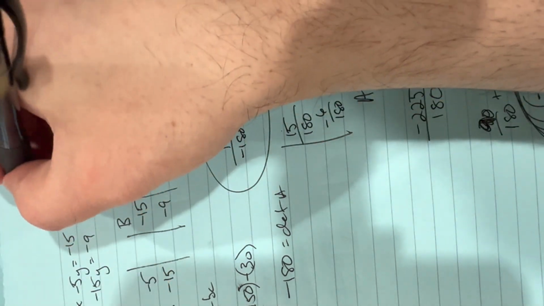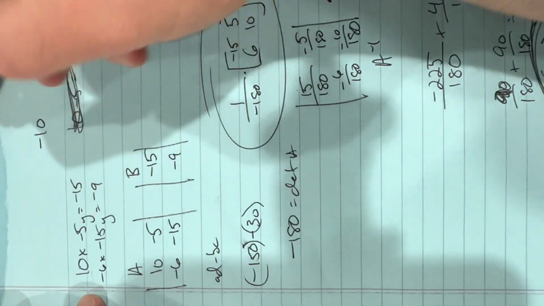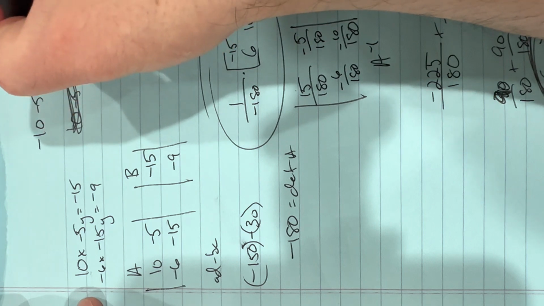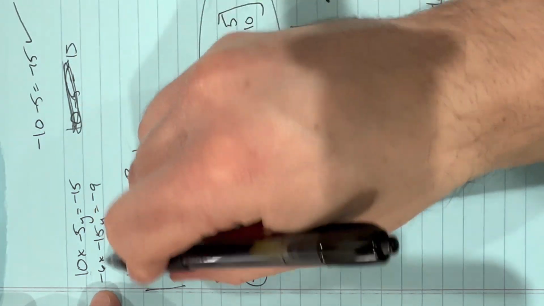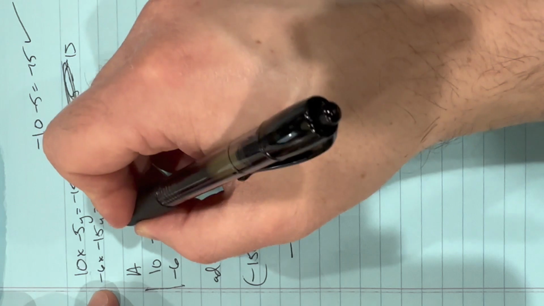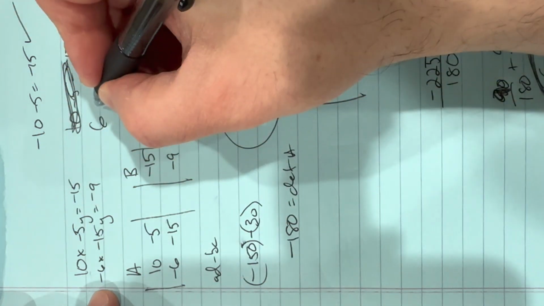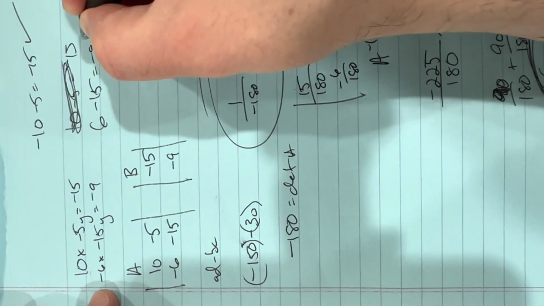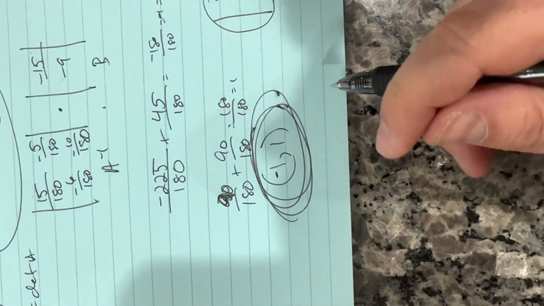So if I plug in a negative 1 here, I get negative 10, right? Minus 5, that is negative 15. That checks. Let's check the other one. Negative 1 times 6 is 6. I'm sorry. Negative 1 times negative 6 is 6. Minus 15, that is negative 9. Checks. Our answer is negative 1, 1.